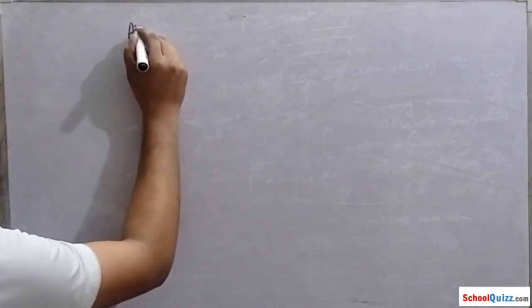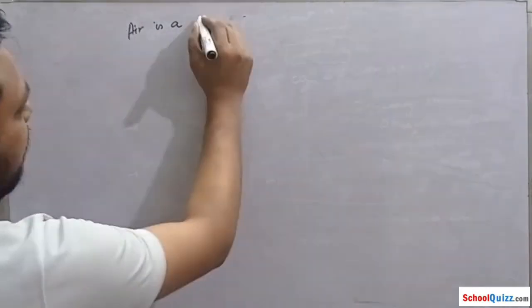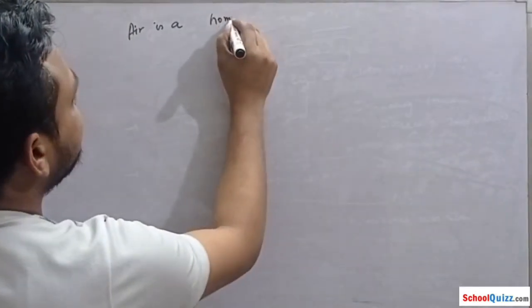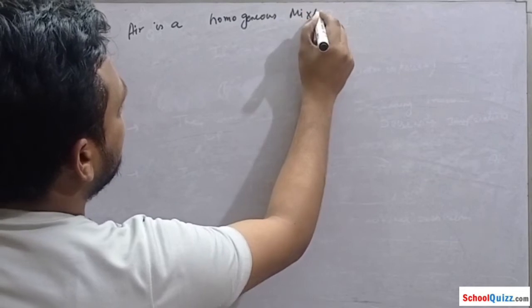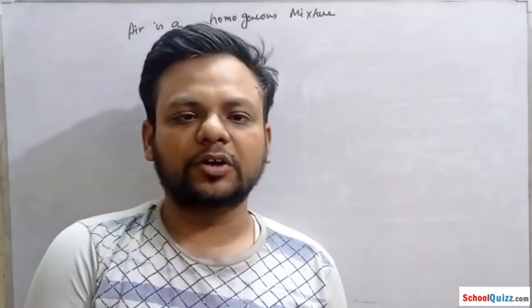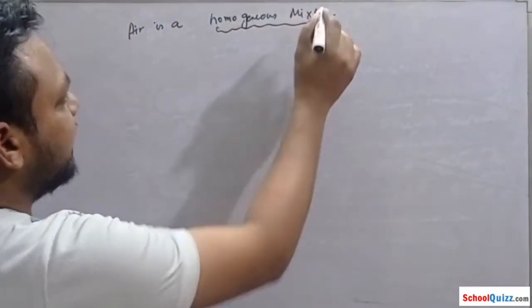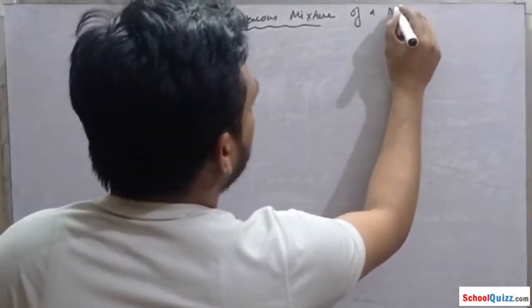Air is a homogeneous mixture of, like you have to see, like air is a homogeneous mixture, and we have already discussed that air is a homogeneous mixture. Why air is a homogeneous mixture? We have already discussed. So main points we have to highlight that air is a homogeneous mixture of a number of gases.